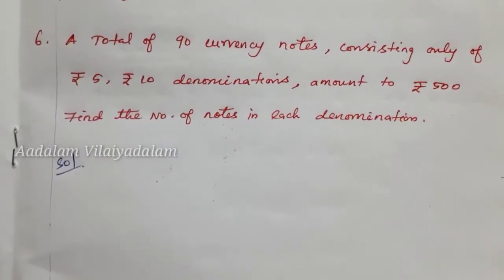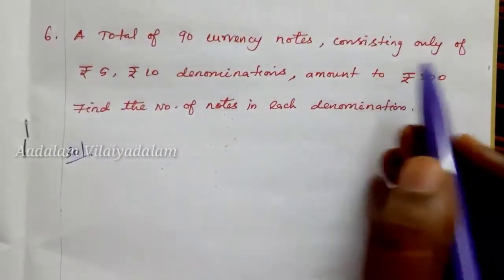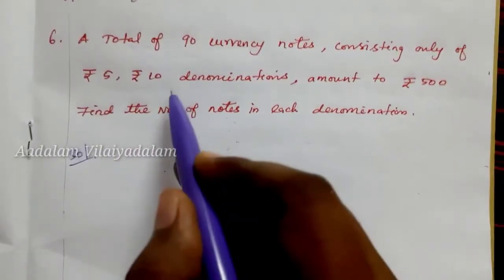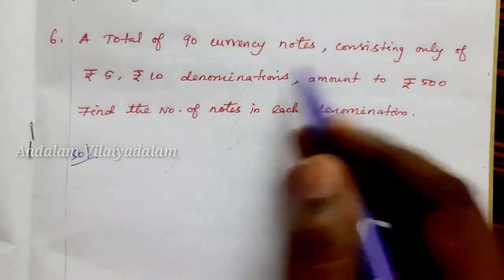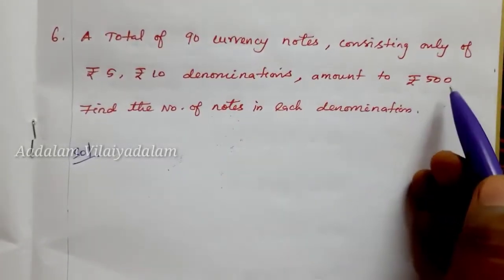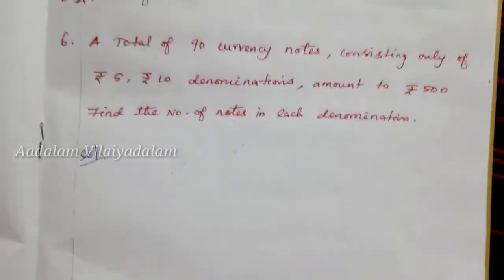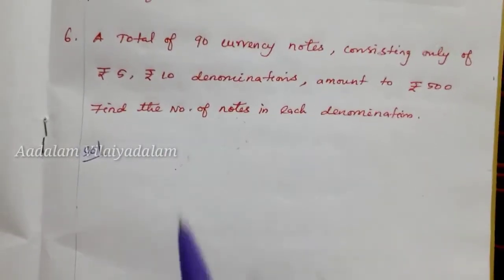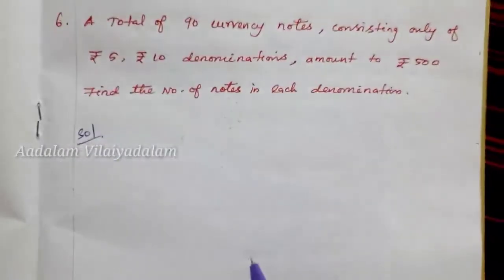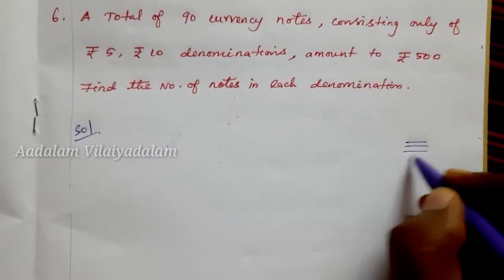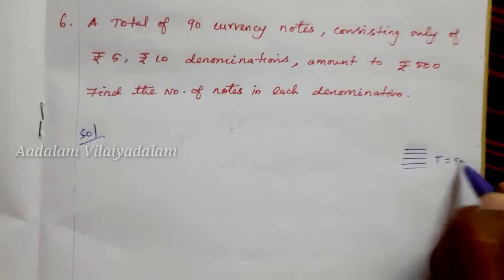Sixth question. A total of 90 currency notes consisting only of rupees 5 and rupees 10 denominations. Its total amount is rupees 500. Then find the number of notes in each denomination. So clearly understand it and read the question again. Total of 90 currency notes. So there are 90 currency notes. Okay, so its total is 90.